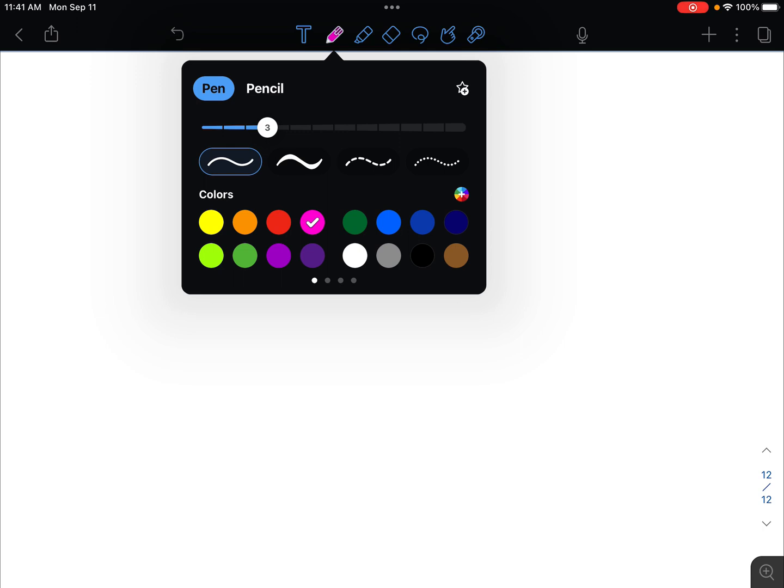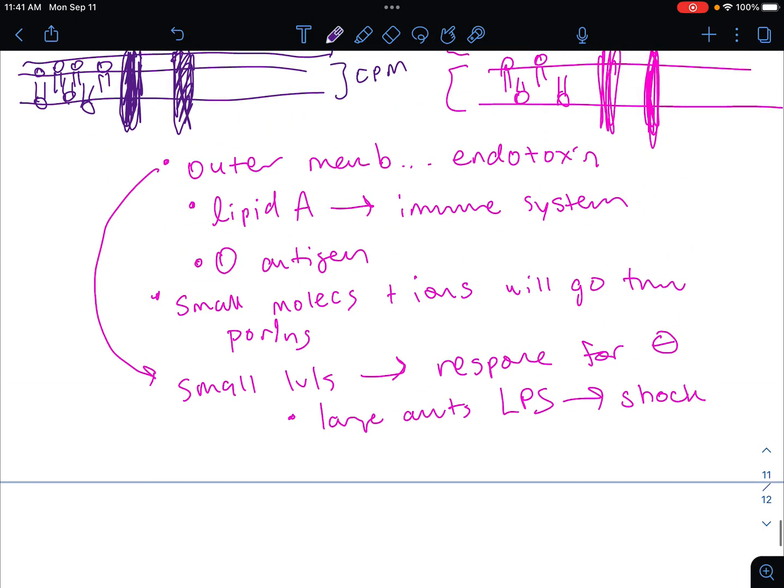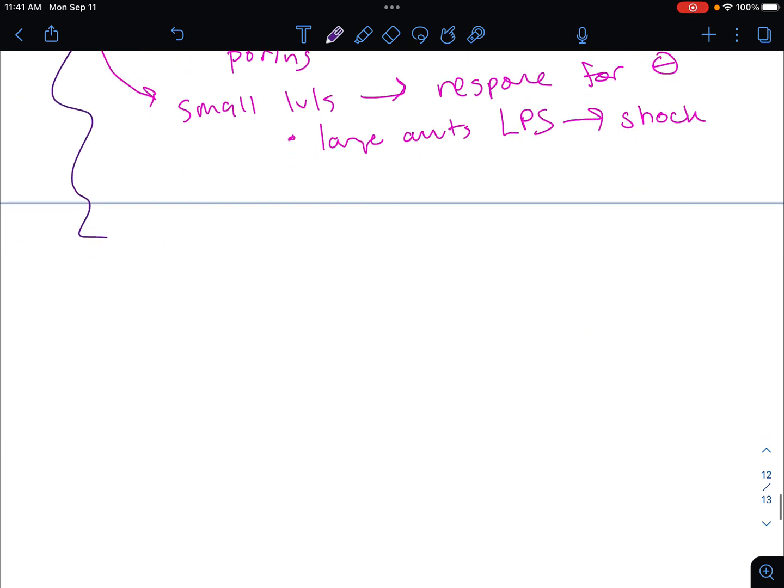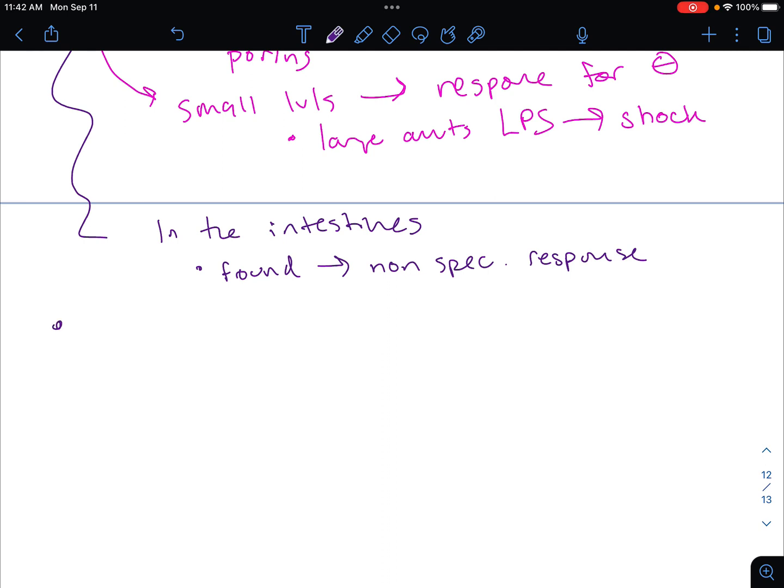Okay, so another interesting thought for gram-positive. Again, we're talking about gram-positive, so I'm going to be using this purple. The gram-positive bacteria are actually only in the intestines. So when they are found, there isn't a specific response. It's more of a non-specific response from the immune system. Some responses that we have to the gram-positive bacteria include penicillin, which we've covered earlier, but penicillin stops the peptide bonds of the peptidoglycan from forming.